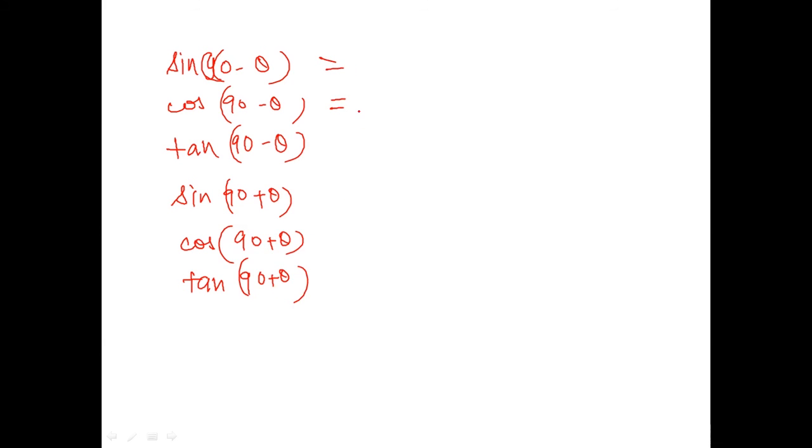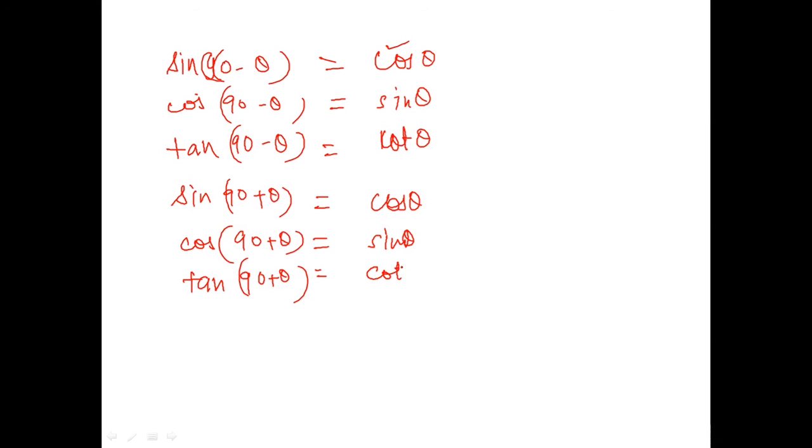Now let's try and find out the values. Sine 90 minus theta is cos theta, cos 90 minus theta is sine theta, tan 90 minus theta is cot theta. Easy. Write the same thing for sine 90 plus theta, cos 90 plus theta, tan 90 plus theta. That is sine 90 plus theta is cos theta, cos 90 plus theta is sine theta, and tan 90 plus theta is cot theta. Now, in case of the last three, we need to be particular. We need to be careful about the sign.